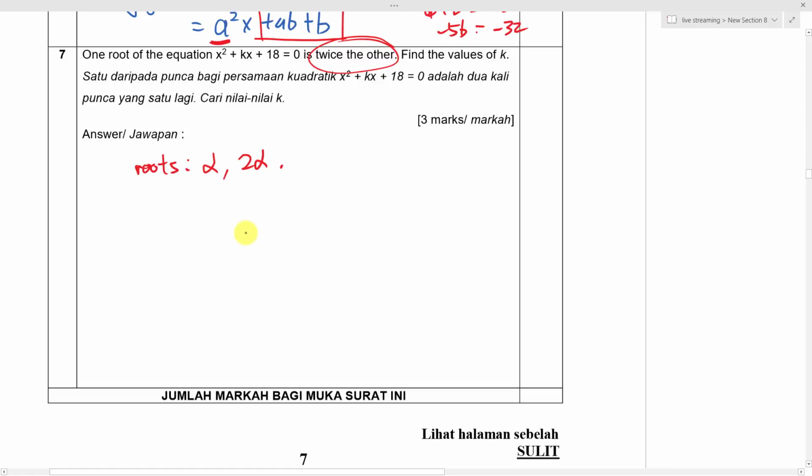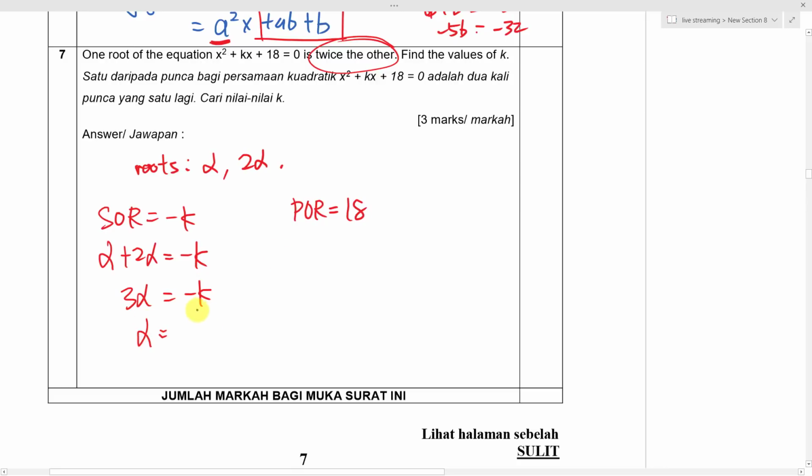So therefore, what I want to do is sum of roots equals negative k, and my product of roots is basically equal to 18. So sum of roots, basically plus together, equals negative k. So 3 alpha equals negative k. Find the value of k. I kind of need to make alpha the subject. So I will have negative 1 over 3 k. Product of roots means alpha multiplied by 2 alpha equals 18.